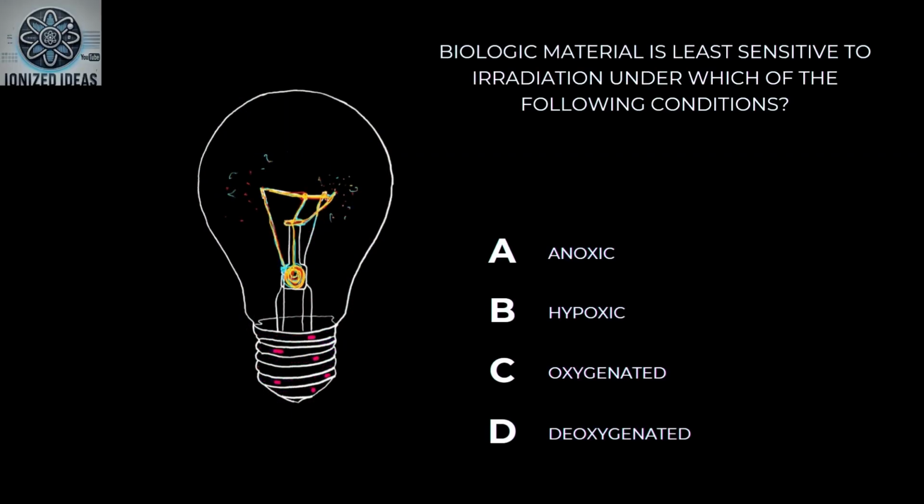Biologic material is least sensitive to irradiation under which of the following conditions? A. Anoxic, B. Hypoxic, C. Oxygenated, D. Deoxygenated.